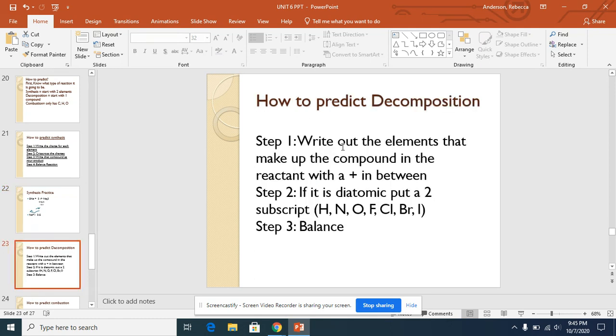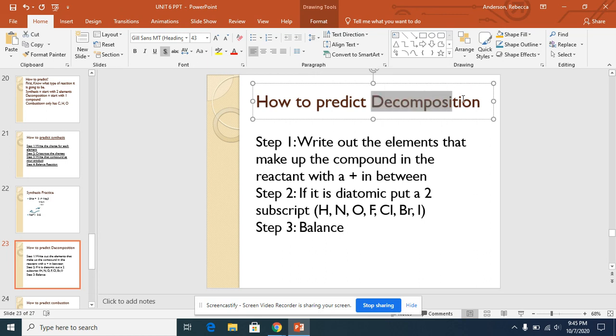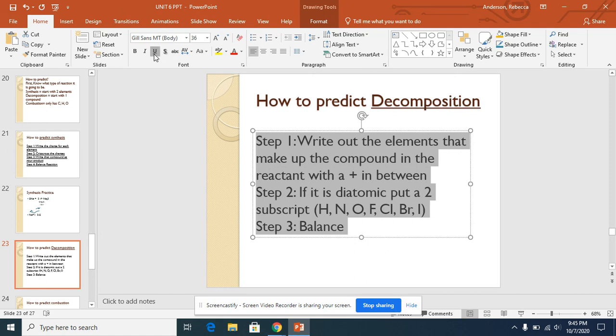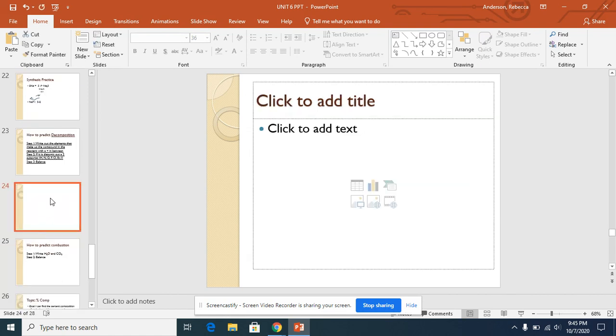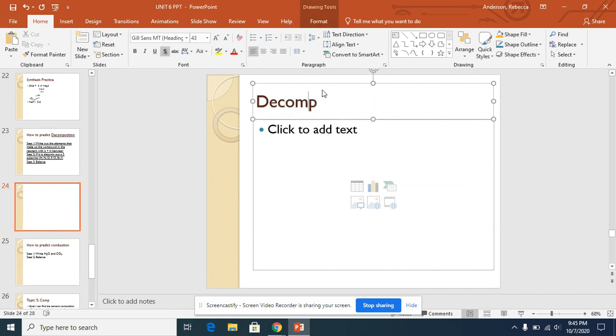How to predict decomposition. Step 1. Write out the elements that make up the compound in the reactant with a plus in between. Step 2, if it's a diatomic or if it's in this list, because we talked about diatomic elements last unit, if it's in this list, you need to put a 2 as a subscript, and then step 3, balance. So, decomposition practice.